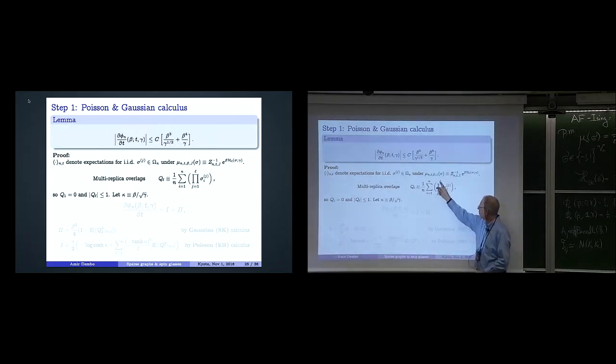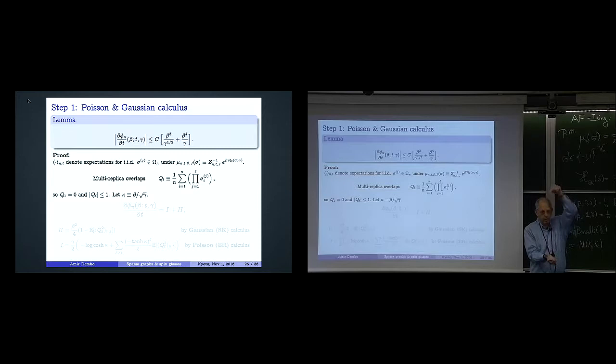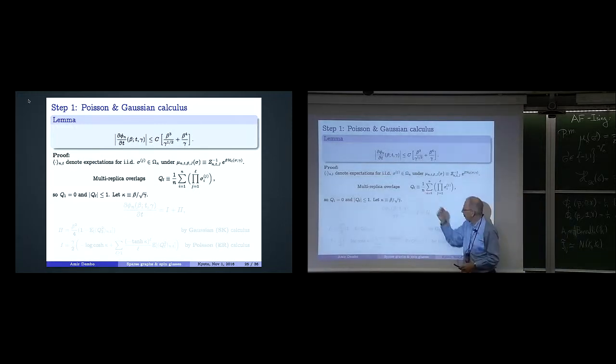Let's suppose l equals 2. If l equals 2, what we are doing is taking sigma_i of 1 times sigma_i of 2, and summing up. So it's simply an inner product, an overlap. An overlap is an inner product between two vectors on the hyperplane. What is a multi-replica overlap? You lay down l vectors, take the product of all of them in one coordinate, and you sum over all the coordinates. This is called the multi-overlap.